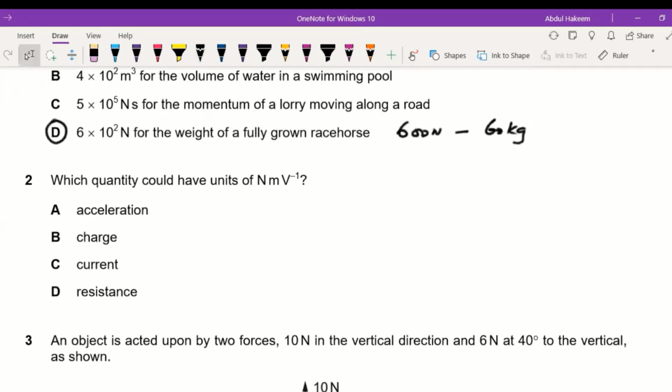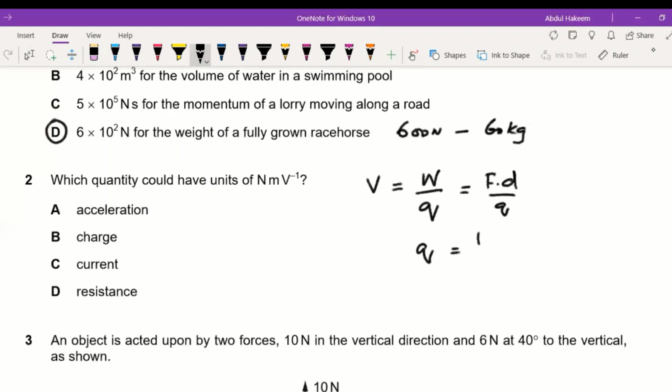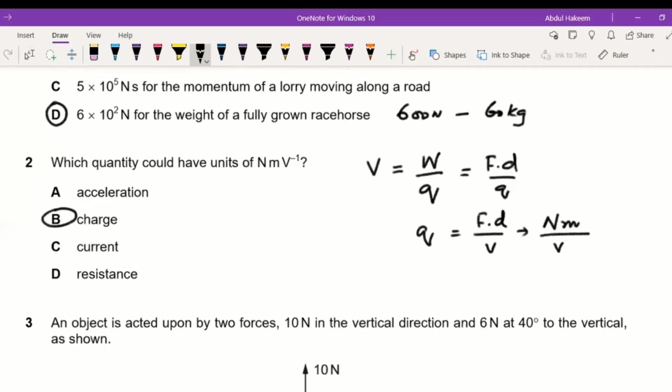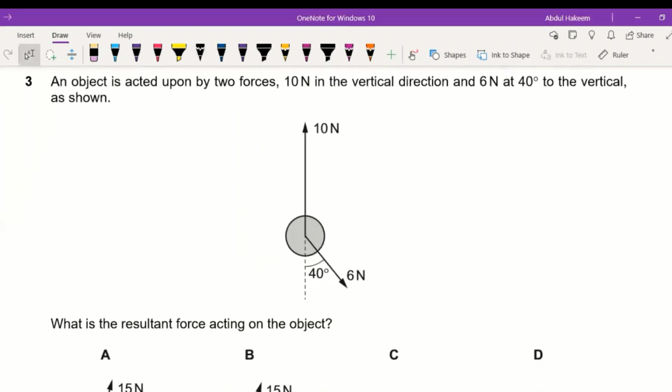Now the next is, which quantity could have the unit of Nm, Newton meter, per volt. Look, the formula is voltage is equal to work done per unit charge. Work is F times d, divided by Q. So the Q can be written as F d divided by V. F is measured in Newton, distance in meter, and this voltage in volt. So charge is the option here, B.